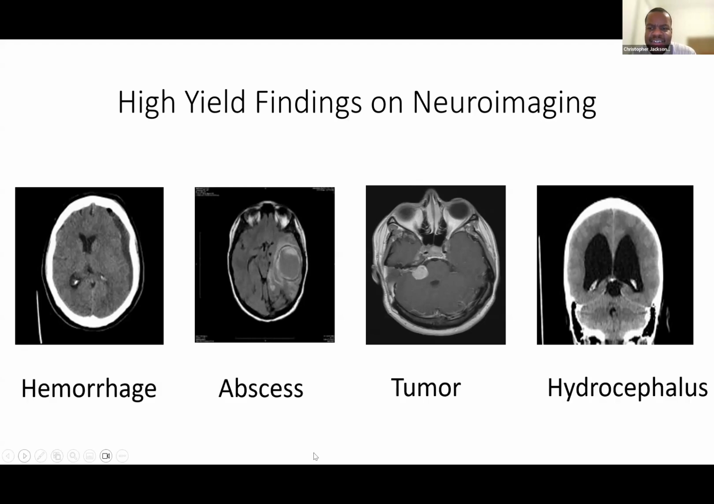And then, so that's a hemorrhage. That's an abscess. This tumor is probably most consistent with a meningioma, particularly with this tail of it right here. And this would be hydrocephalus, particularly normal pressure hydrocephalus that can happen. The classic wet, wacky, wobbly is what we're all taught.